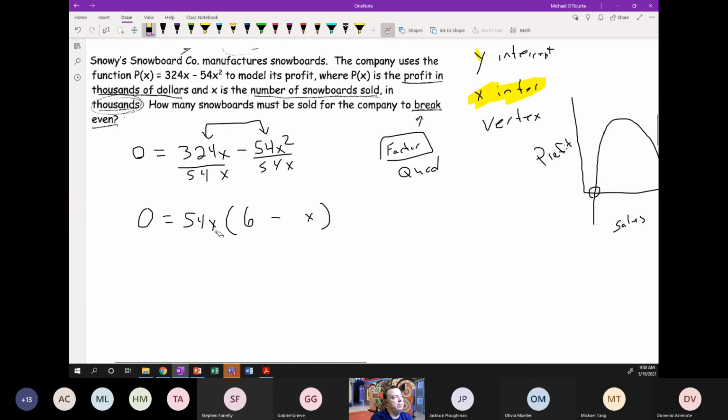Does that make sense to everyone? So we common factor that out. Now we can't go further than that. Like we can't factor that anymore. So now we split it.